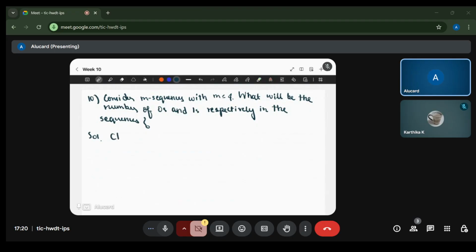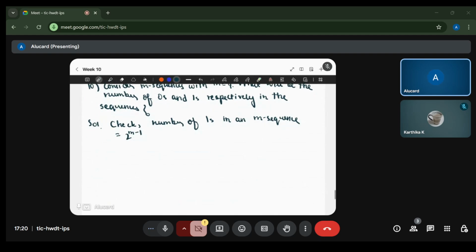Now go back and check in the lecture if what I am writing is true or not. Number of ones in an M sequence will be 2 power m minus 1. Number of zeros is 1 less than the number of ones.